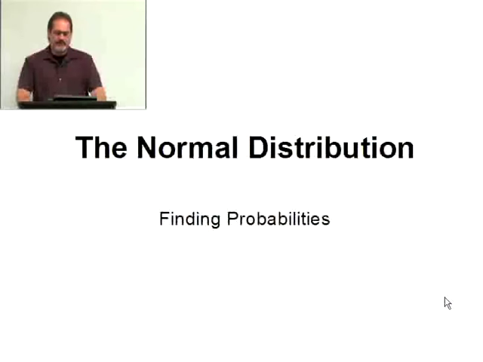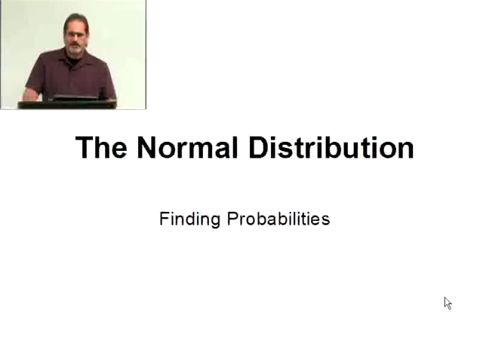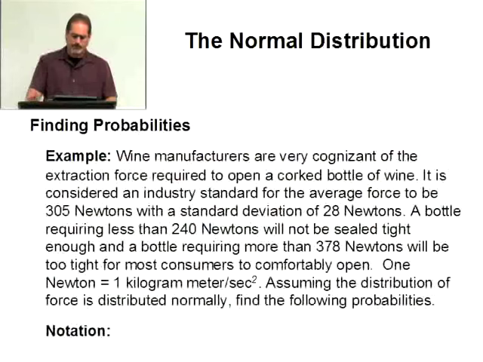All right, let's take a look at the normal distribution, and in this segment, let's calculate some actual probabilities. All right, here's an example. Wine manufacturers are very cognizant of the extraction force required to open a corked bottle of wine. It's considered an industry standard for the average force to be 305 newtons, with a standard deviation of 28 newtons.